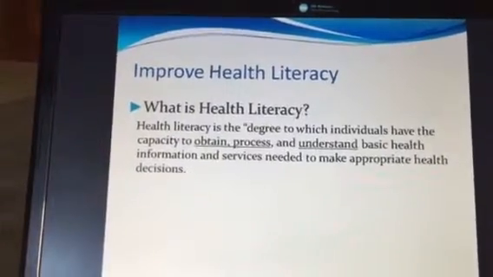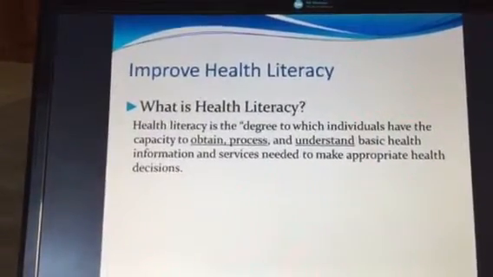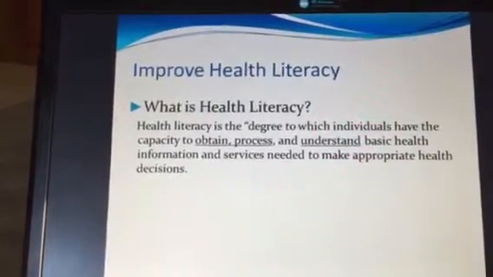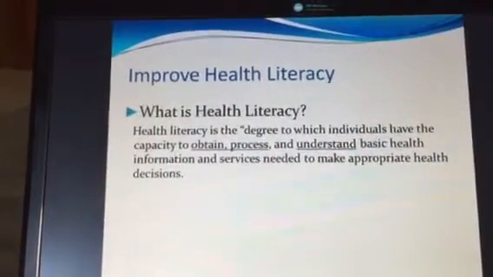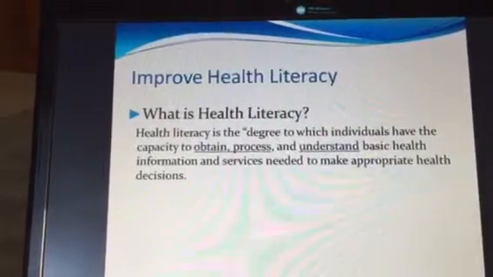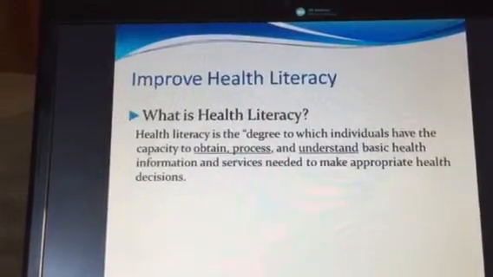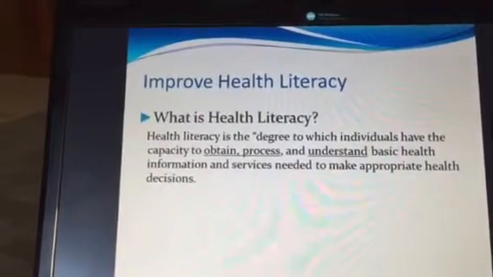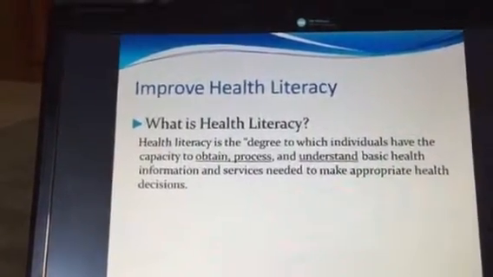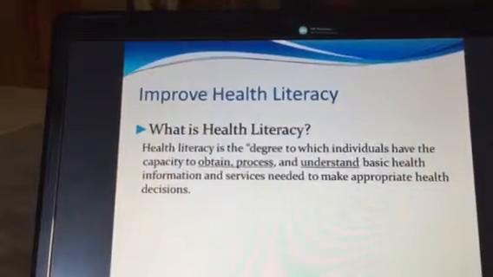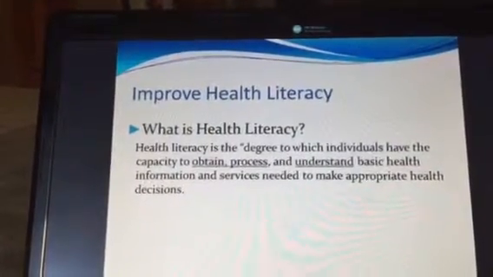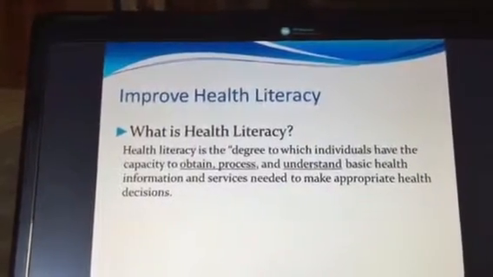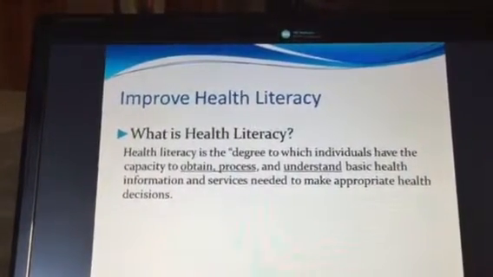So, how do we improve health literacy? Well, the definition of health literacy is actually the answer to improving it. It is the degree to which individuals have the capacity to obtain, process, and understand basic health information and services needed to make the appropriate health decisions. So basically, it is giving the client the opportunity through education.